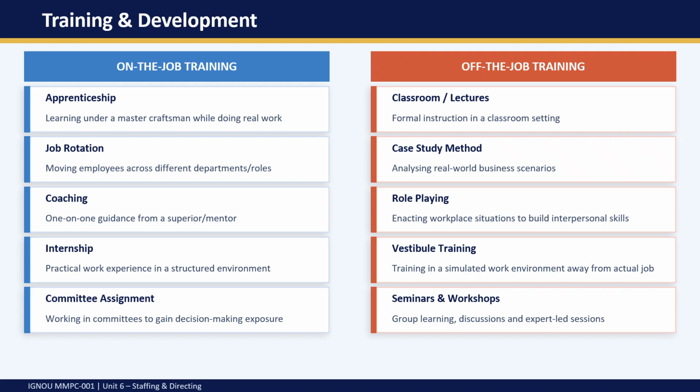Let us now discuss training and development, which prepares employees to perform effectively in their roles. There are two broad categories. On the job, training happens at the actual workplace while the employee is doing real work. Apprenticeship involves learning a trade or skill under the supervision of an experienced master, commonly used in technical fields. Job rotation moves employees across different departments or functions, giving them a broad understanding of the organization.